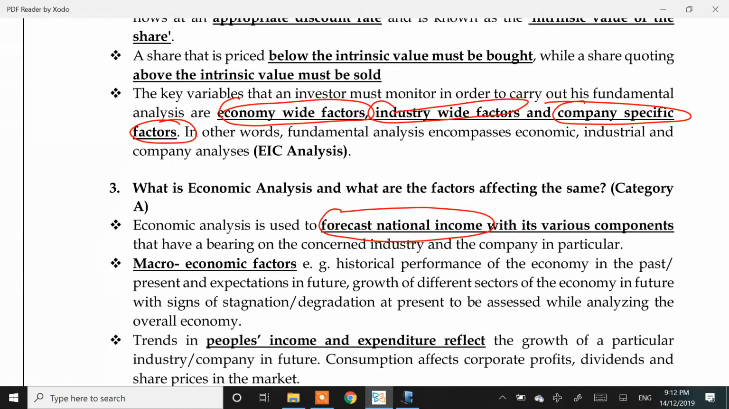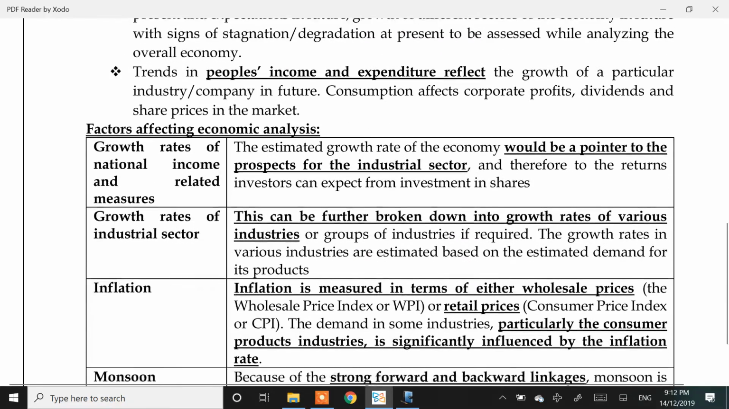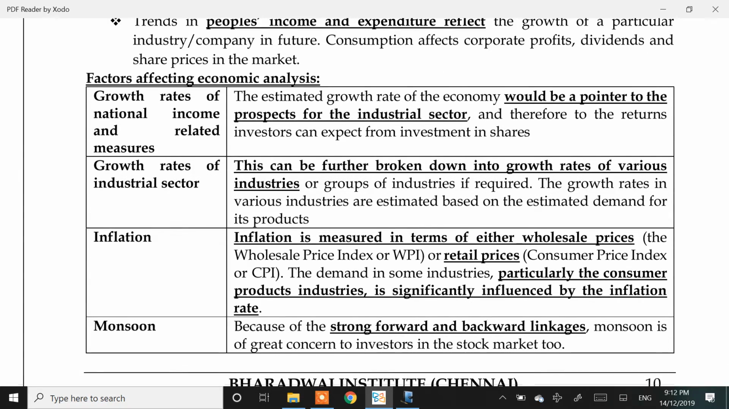There are various factors which can play a part in economic analysis. Growth rates of the national income, or the growth rates of the industrial sector, or inflation. In fact, in India's context, monsoon also plays a big part, because monsoon has a significant impact on agriculture income or the rural income. And if rural incomes are better, rural spending can be better, and that can lead to good growth in the different sectors. So these are the factors which are going to impact my economic analysis.